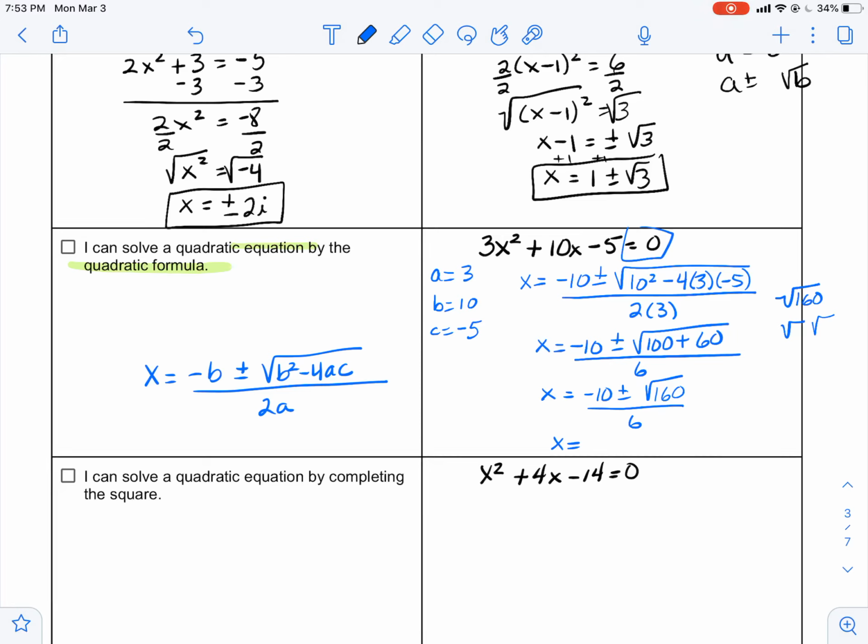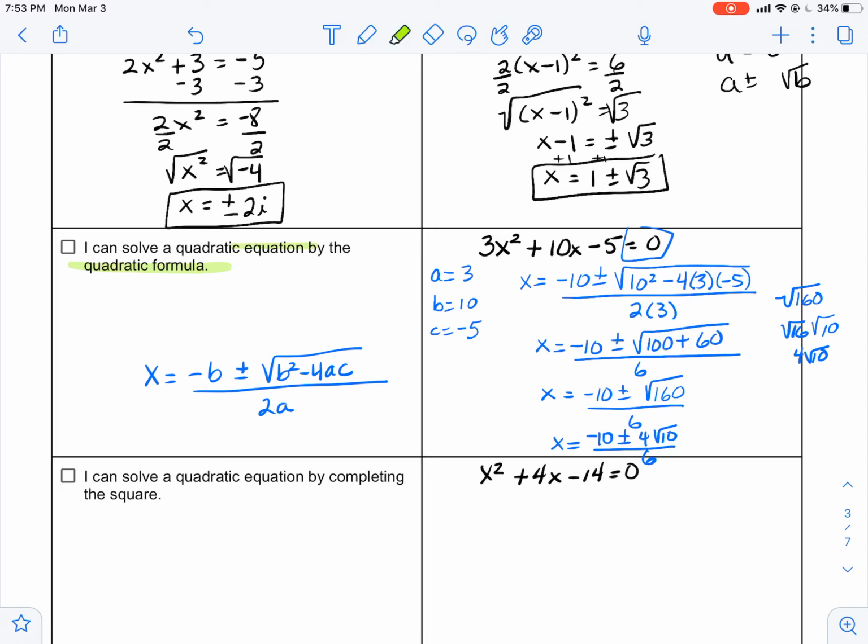Again, go through your perfect squares, 4, 9, so forth, but hopefully you see it's 16 and 10, which is 4 square root 10. Square root of 16 is 4. So I have a -10 plus or minus 4 square root of 10 over 6.